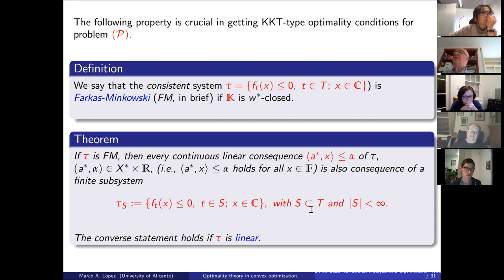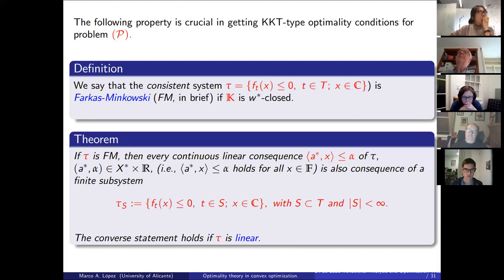The converse implication is also true. That means that if for every continuous linear consequence there is a finite subsystem such that the inequality is also a consequence of this finite subsystem, and this happens for any consequence, the system must be Farkas-Minkowski. The proof takes 4 lines.